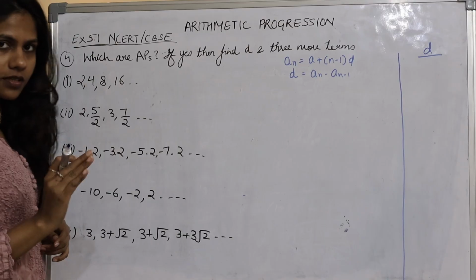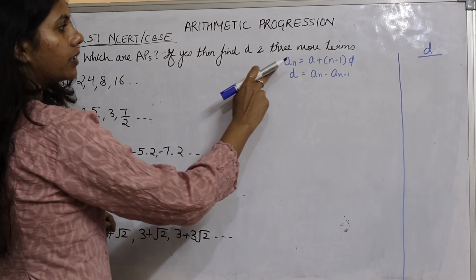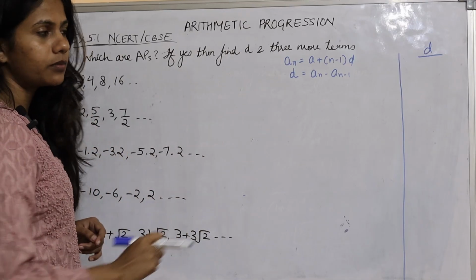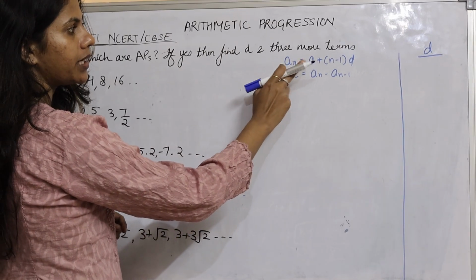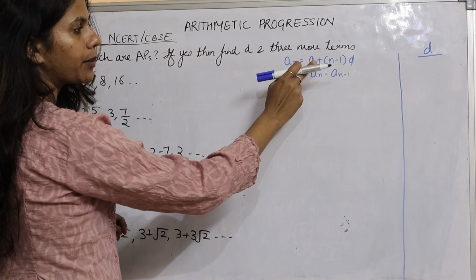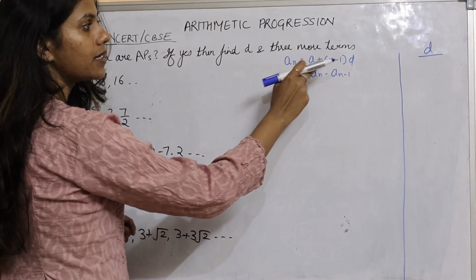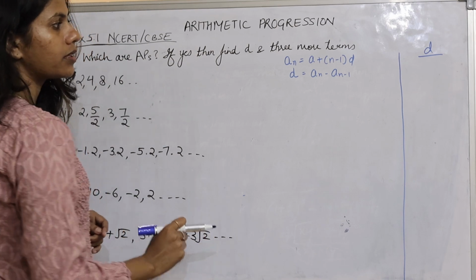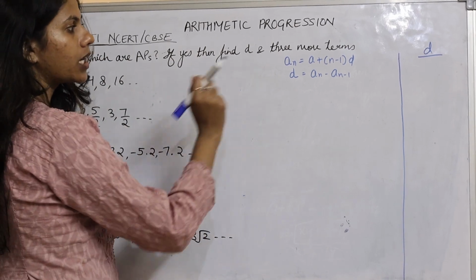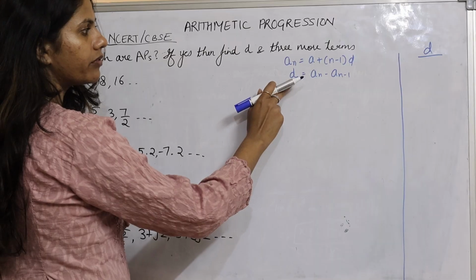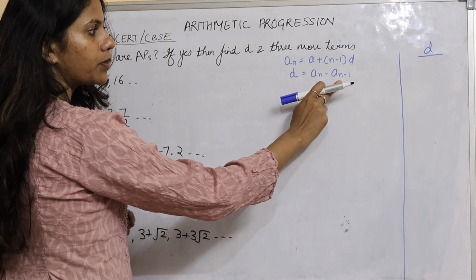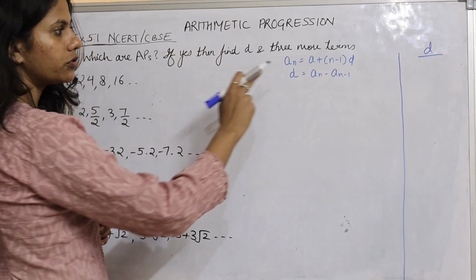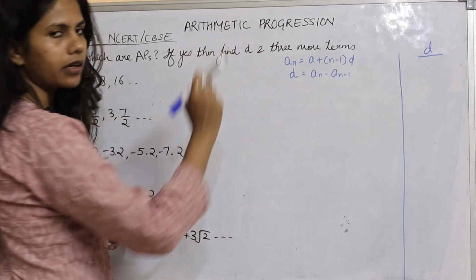So first thing to remember is how I told you we can calculate the nth term. This is the formula: a-nth term equals a, the first term, plus n minus 1 into D, the common difference. One more thing, how we calculated the common difference? Common difference will be subtracting the a-nth minus 1 term from the a-nth term. We should subtract the previous term from the current term.